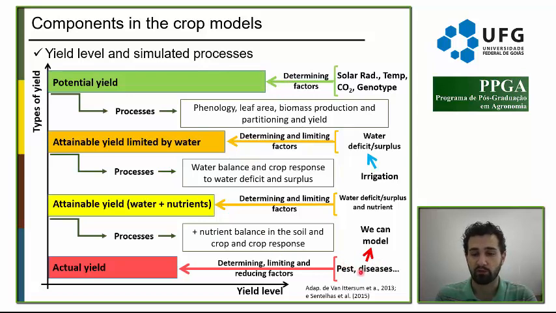For example, there is a model that simulates disease development, and this type of disease affects the leaf area index in this process. So I have a potential condition when I don't have disease in the plant, but when I have disease, I penalize the leaf area growth, and this leaf area will affect the biomass production, will affect the crop transpiration, will affect the nutrient stock in the plant, and this will affect the final yield in the system.